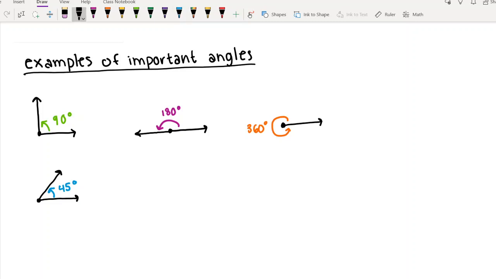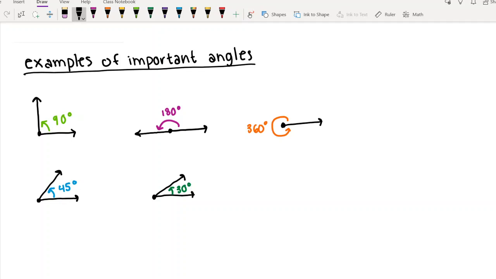Other important ones are 30 and 60. A 30-degree angle is going to be 1/3 of 90. You can use that to give you an idea of what it should look like, maybe something like this. Hopefully I don't run out of colors. So that would be 30 degrees.